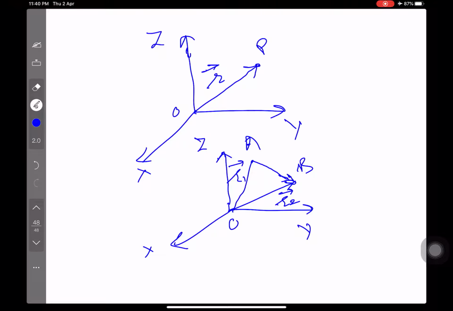And now we come to localized or fixed vector. A vector whose initial point, which is also called the tail of a vector, is fixed or localized, is called a fixed or localized vector. Then we have a non-localized or free vector. A vector whose tail or initial point is not fixed is known as a non-localized or a free vector. So these are the various types of vectors.